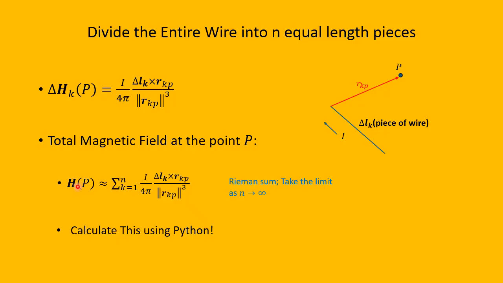And so the total value of the vector H at the point P is approximately equal to this Riemann sum. Sum k goes from 1 to n, I over 4 pi, delta L sub k cross r sub kp divided by the norm of r sub kp cubed. And so what we then would have to do is, for our particular values of the radius and the current and so forth, calculate this Riemann sum to get a hopefully good approximation of the magnetic field at one point P.